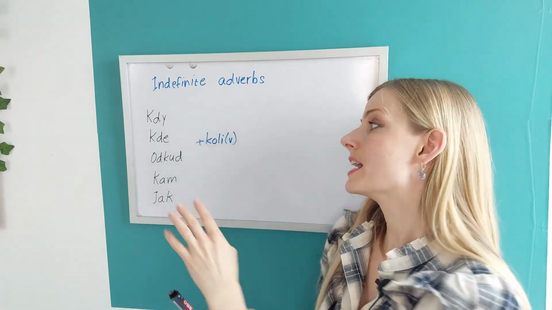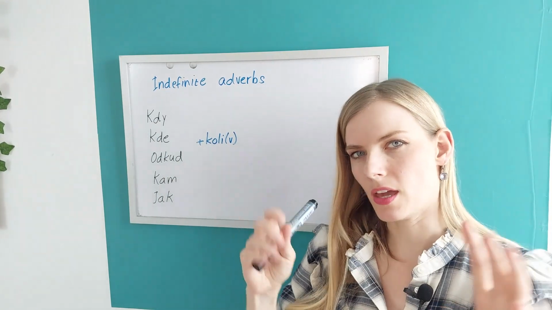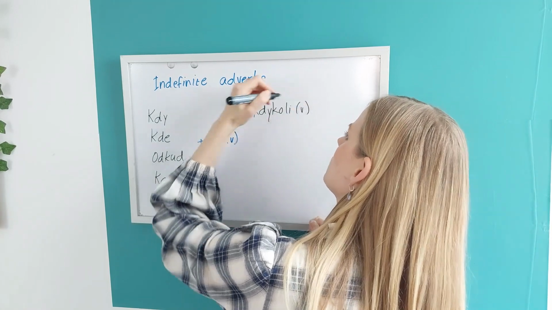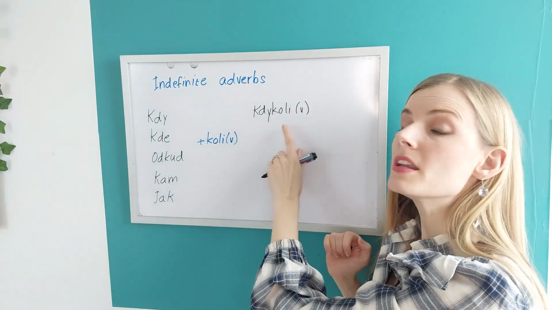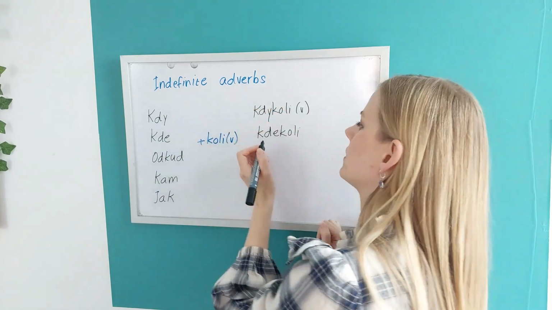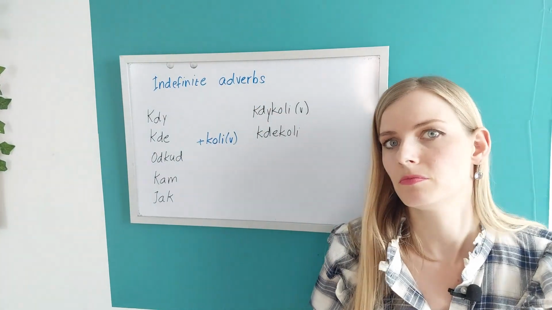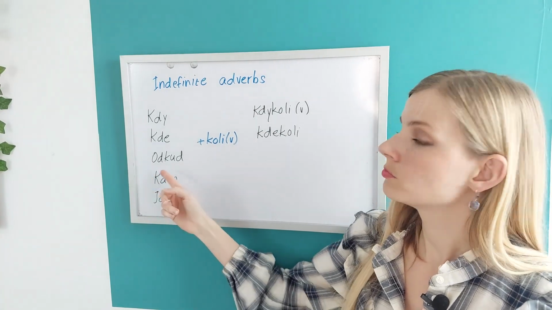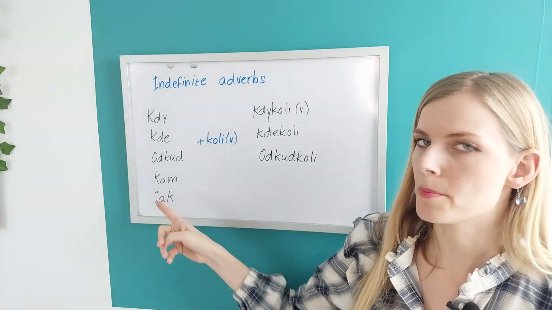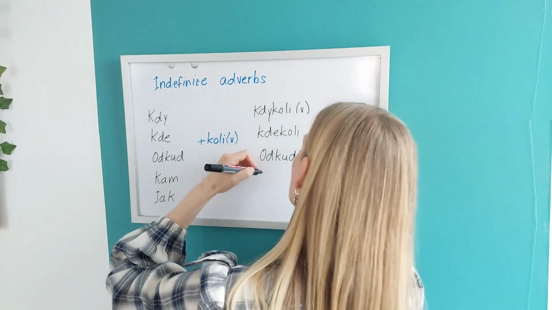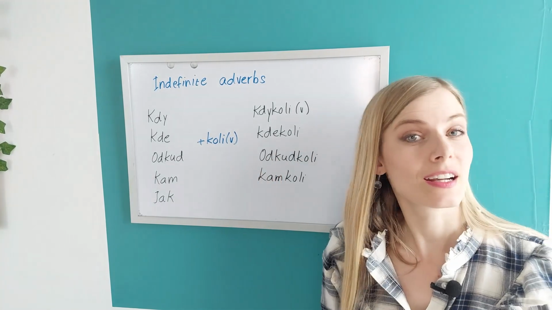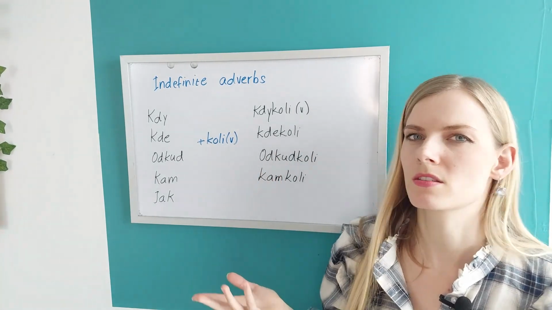So when we combine kdy and koli or koliv, we get kdykoli. Výborně. Kdykoli, which can be translated as whenever. Kde plus koli, kdekoli. Kdekoli, kdekoliv, wherever. In any place. Odkud, odkudkoli. Odkudkoli, from anywhere. Kam, to where. Kamkoli, kamkoli. To anywhere. And jak plus koli, jakkoli. We ended up with 2 Ks, but that's okay.